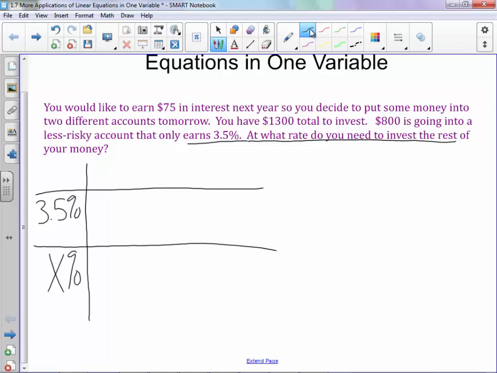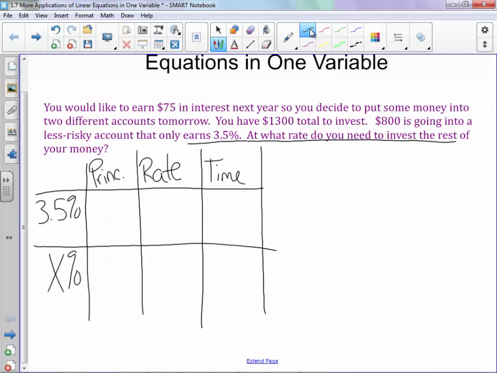And then across the top, you always want to go with your principal, which is how much money you're putting in, your rate, the time, and this is then going to give you your total interest. And it's your principal times your rate times your time equals your interest. So now let's substitute in our values that we know.